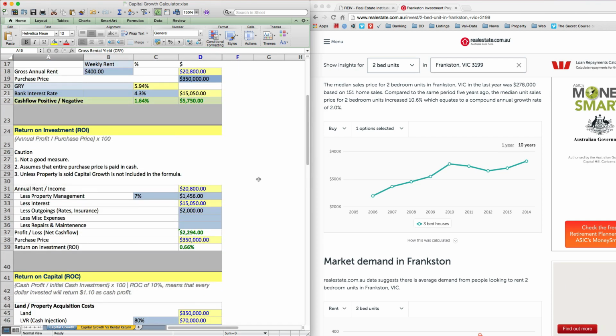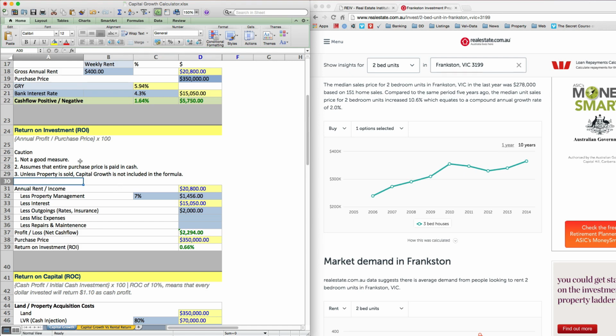If I go on further, let's look at return on investment, which is annual profit divided by purchase price times 100. Now it's not a good measure. It assumes that the entire purchase price is paid in cash. Unless the property is sold, capital growth is not included in the formula.